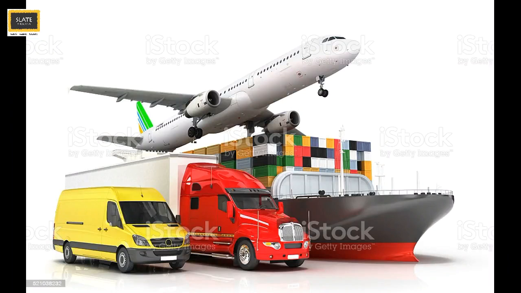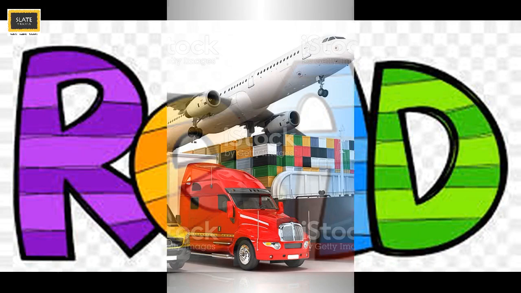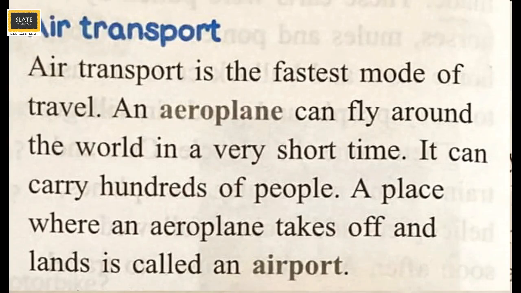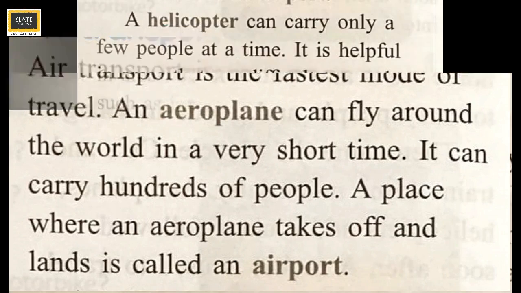Another interesting mode of transport is through air. This is the fastest mode of transport. Let's read more about this from the textbook. Air transport. Air transport is the fastest mode of travel. An aeroplane can fly around the world in a very short time. It can carry hundreds of people. A place where an aeroplane takes off and lands is called an airport.